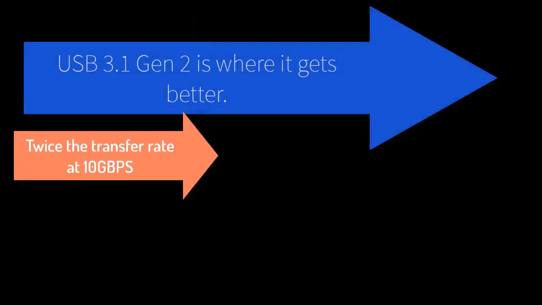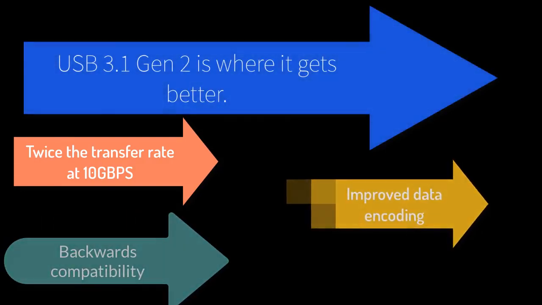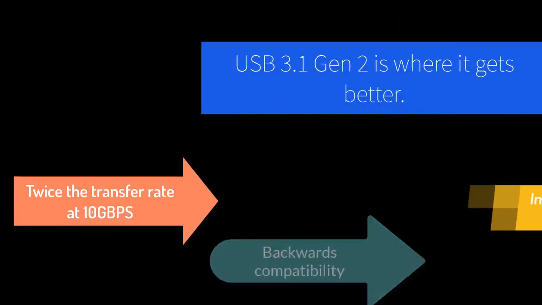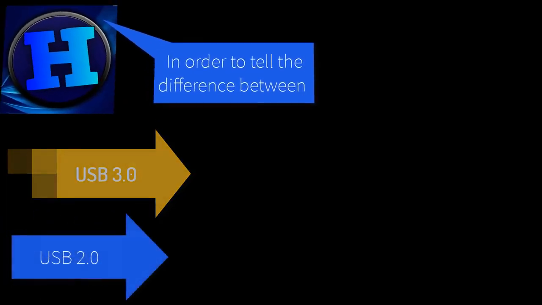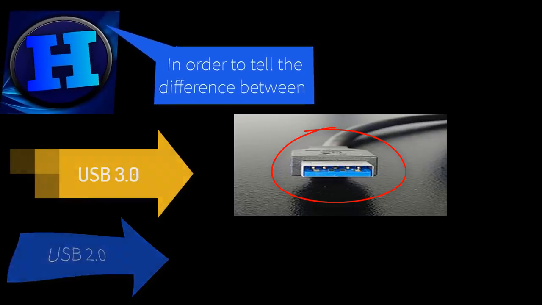Twice the transfer speed at 10 gigabits per second, improved data encoding, and backwards compatible, as every USB standard is. Other than the much higher speed, there really isn't much of a difference. In order to tell the difference between USB 3.0 and USB 2.0, companies will usually put a blue color coding where the gold connectors are, as shown on screen.